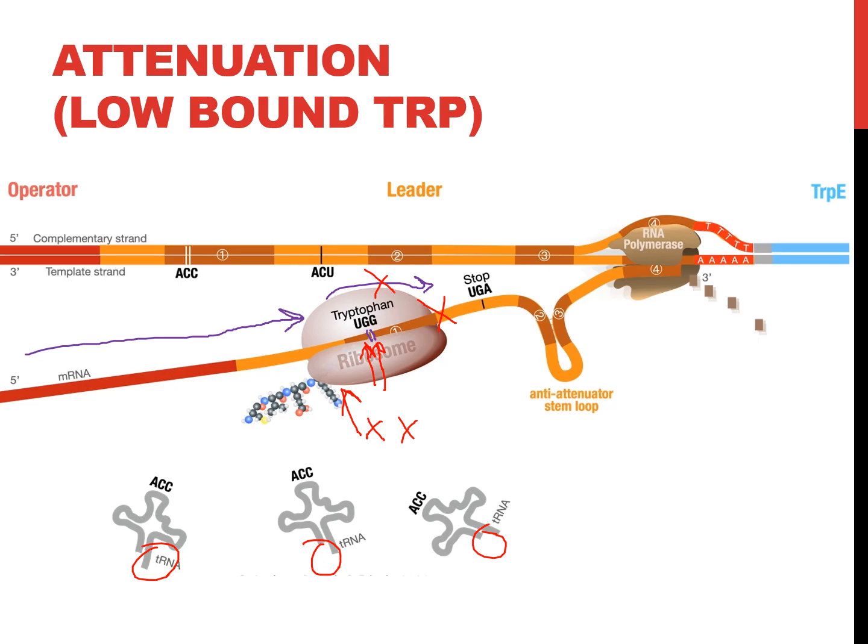So what does that mean? Remembering there's low bound tryptophan, the ribosome stops here instead of here. It doesn't journey all the way to the stop codon. So now where is it sitting? It looks a little bit different this time. It's just sitting on region number 1 of the leader region.